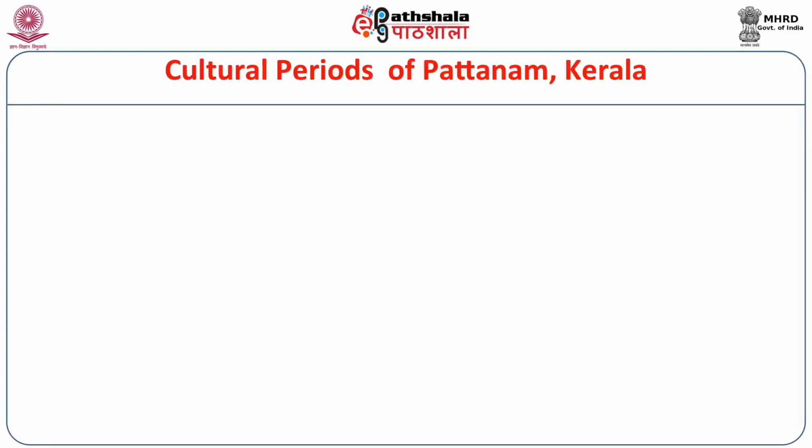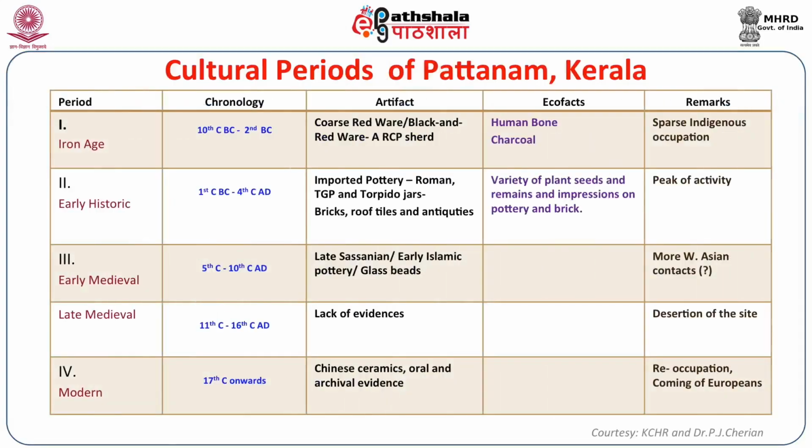This site is located north of Kochi. When they excavated, they found a lot of remains which could correlate this with Roman connections. So, archaeology has a lot to do in corroborating and supporting literary evidence. This particular image shows the various cultural periods represented at the site of Pattanam. Again, here we see a section of the site at Pattanam. We can see multiple cultural periods.